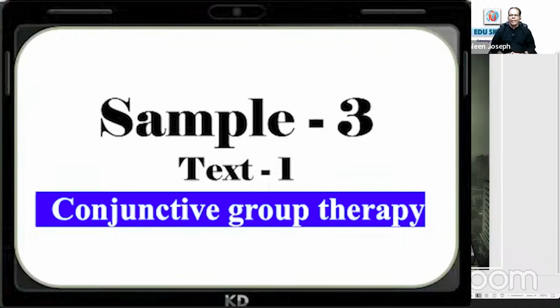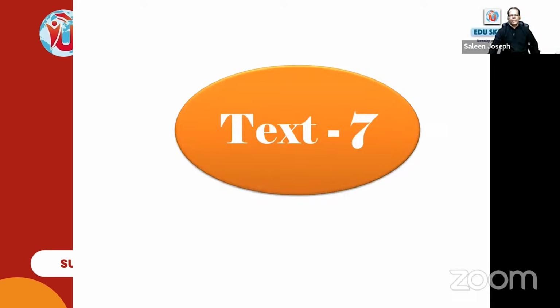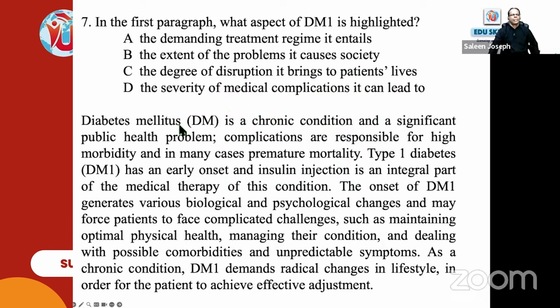OET Reading Sample 3, Text 1, Conjunctive Group Therapy. A case study of an adult type 1 diabetes mellitus patient. Question 7. Okay, this is question 7. In the first paragraph, what aspect of DM is highlighted?